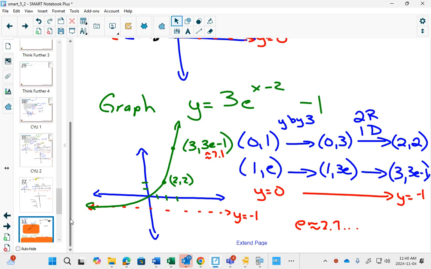And you could graph things with a base of e as well. Questions, for example, 2 are 10 and 13.